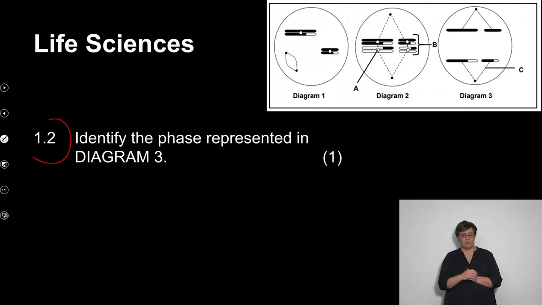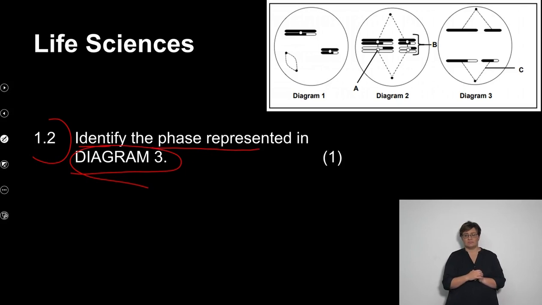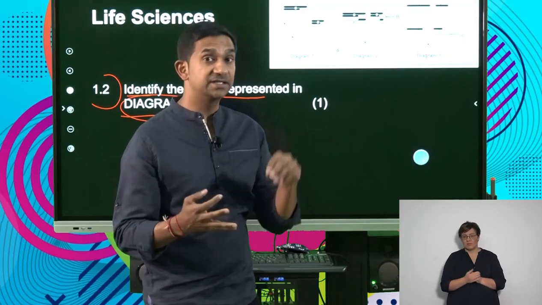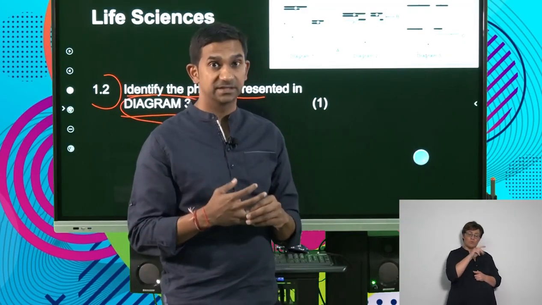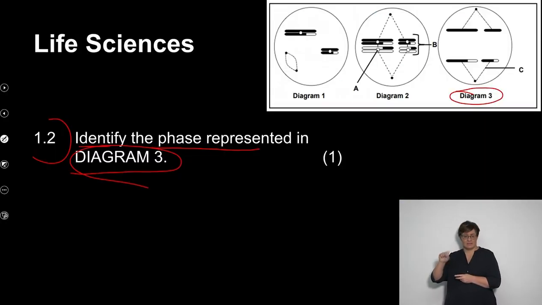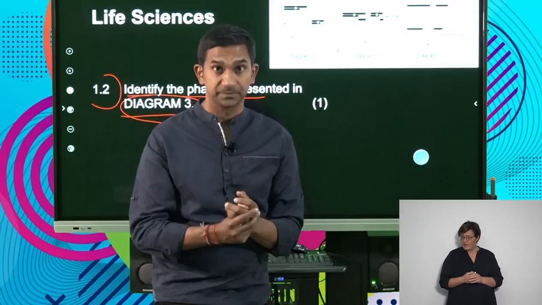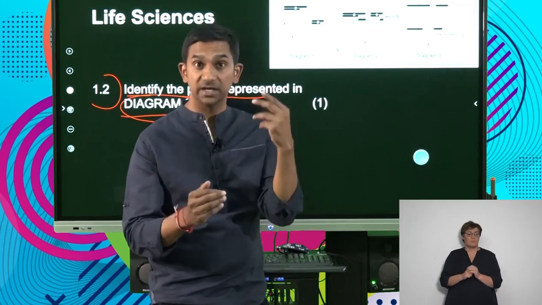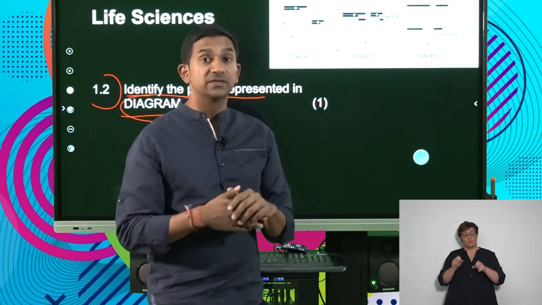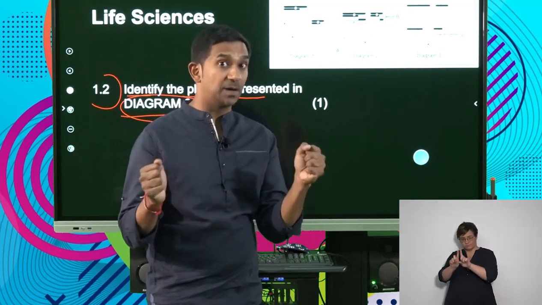Question 1.2. Identify the phases represented in diagram 3. So guys, when we look at diagram 3, it's important that we first recognize what does it show. Is it showing you chromosomes or chromatids? And again, it's important that when we look at diagram 3, we can see that there are chromatids indicated. The next question that you've got to ask yourself, are these chromatids? Where are they?